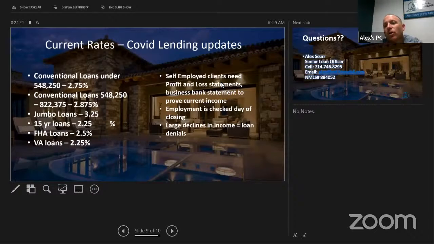For W-2 employees, the employment is checked right before we close. People aren't losing their jobs. They can't even get enough people to work right now. So that was definitely more important in the midst of the pandemic. It's not as big of an issue now, but they are looking for large declines in income.